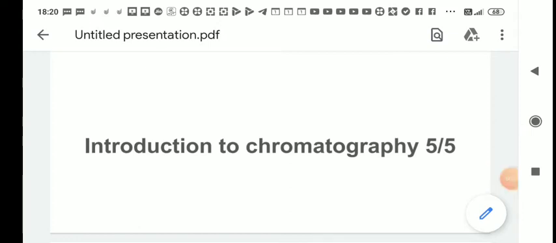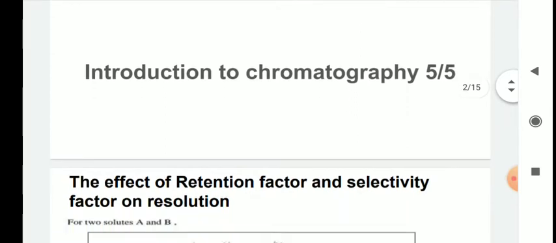Welcome to this last lecture on Introduction to Chromatography. This is the fifth in the series. We have seen in the last lecture about resolution. Resolution we calculated using the formula Rs is equal to 2 delta TR divided by WA plus WB. Now let us see further. This is the final lecture.